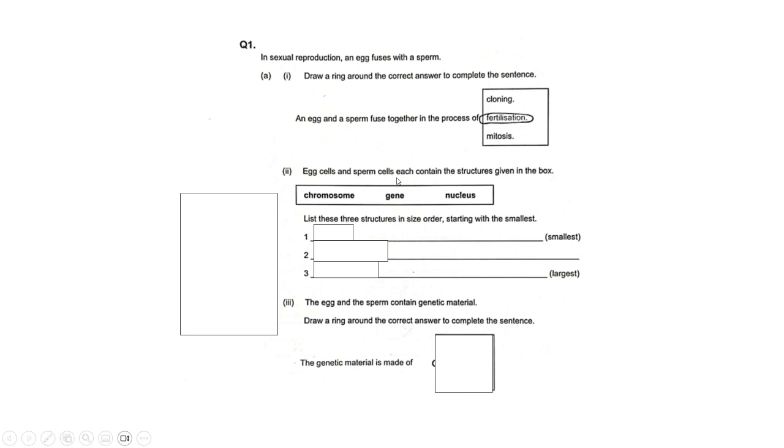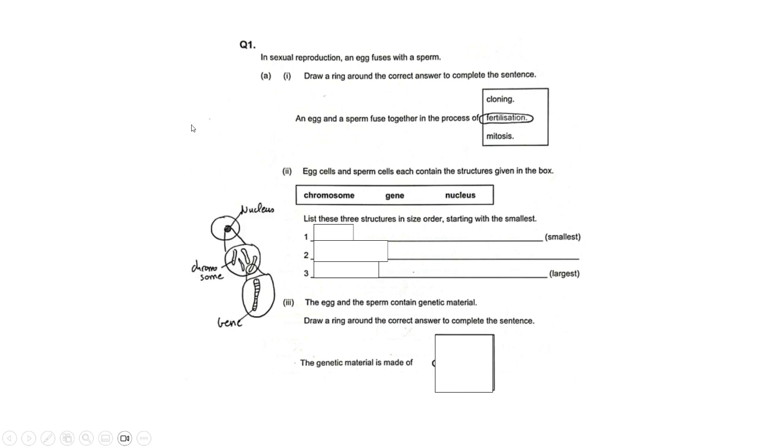Egg cells and sperm cells each contain the structures given in the box. List these structures in size order, starting with the smallest. Just to help you, I've done this diagram here. If you have a cell, inside of the cell we have the nucleus. If you zoom inside the nucleus, you will see a lot of chromosomes floating around. And if you zoom on these chromosomes, you will find it's separated into different sections, each called a gene. You have thousands of genes on each chromosome, and each chromosome is just a very, very long molecule of DNA. But all the different sections are called a gene.